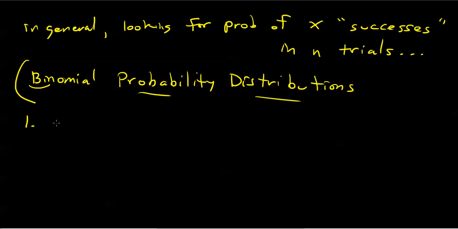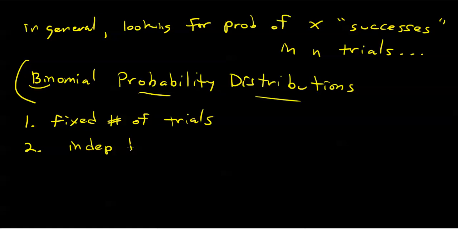There are 4 criteria that define a binomial probability distribution. Number 1 is that you have a fixed number of trials, either births of children, flips of a coin, or answering questions in a multiple choice exam. All those refer to a fixed number of trials in any binomial experiment. The trials are all independent. That means the outcome of any one trial does not affect the probability of any particular outcome in any other trial.